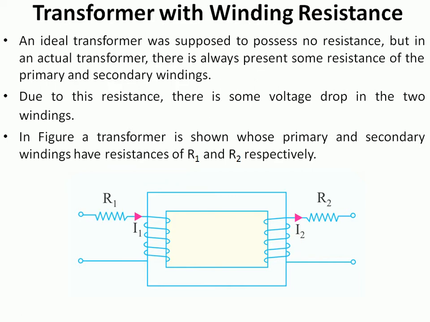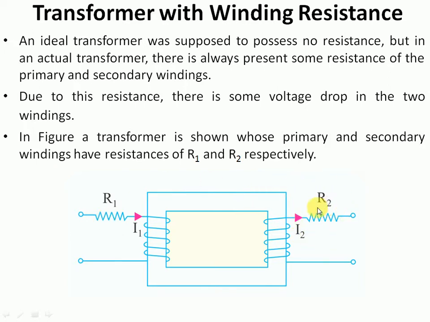For the convenience of calculation, it's better to transfer the winding resistance of both windings either to primary side or to secondary side. That is, either you can transfer this R2 resistance also to the primary side, or else you can transfer this R1 resistance to the secondary side. Whenever we are making this transfer, it must be ensured that the effect remains the same. That is, when this resistance R2 is in the secondary side, it causes the copper loss I2 square R2. If you are transferring this R2 resistance to the primary side, then also this same loss must occur.